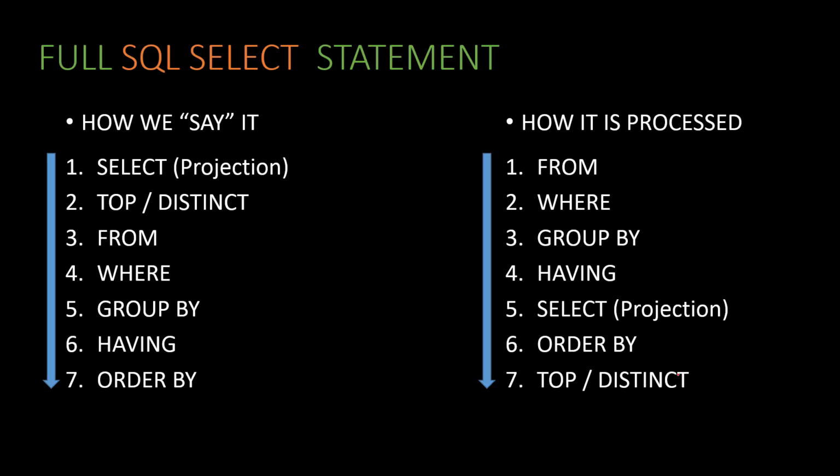Then we filter out the rows with where. Then we collapse those rows with group by and do our summarizations. Then we filter those rows with having from that result set. Then we project the columns, we do the sort, and we do top and distinct. If you understand that it processes in the order on the right, even though you write it in the order on the left, you'll be much better and efficient at writing your queries.